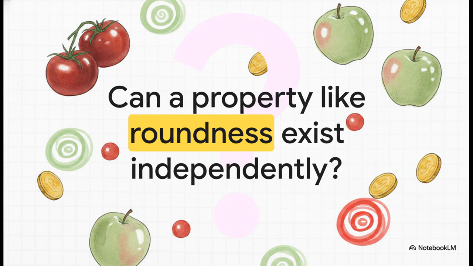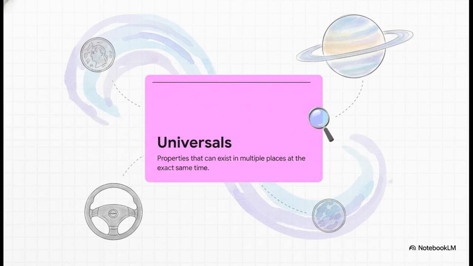Think about red tomatoes, green apples, or round coins. You've seen a million round things in your everyday life, but have you ever seen just roundness? Like isolated? Can the pure concept of roundness or redness exist entirely on its own, just floating out there, independent of physical items? Or do these traits absolutely need to be physically attached to an object to exist? And this, my friends, brilliantly illustrates the mind-bending concept of universals.